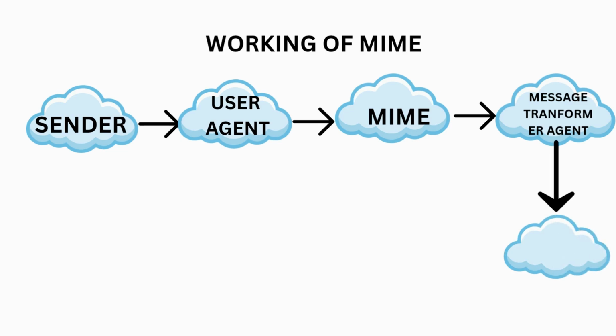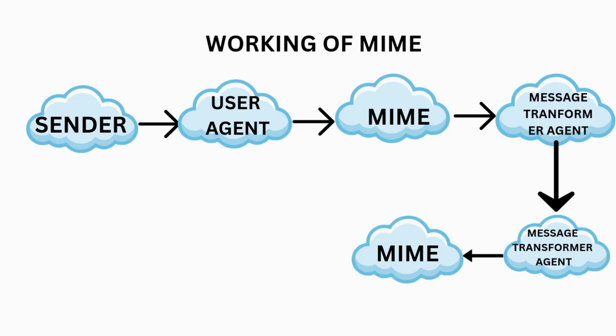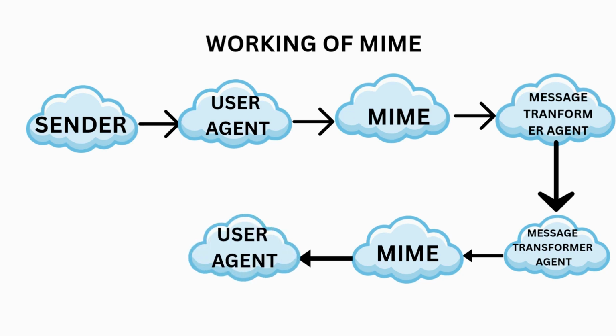Now, the receiver side message transfer agent. At the receiver side, the process is reversed. First, the MTA receives the message and passes it to MIME. Next, MIME decoding. MIME decodes the ASCII data back into its original format like images, video, or files. The last step is the user agent. Finally, the user agent displays the email correctly to the receiver. So the receiver can see the attachment in its original form.